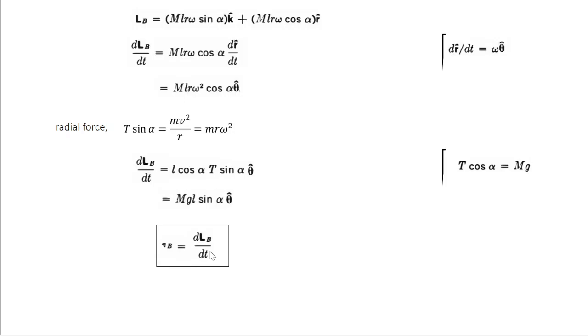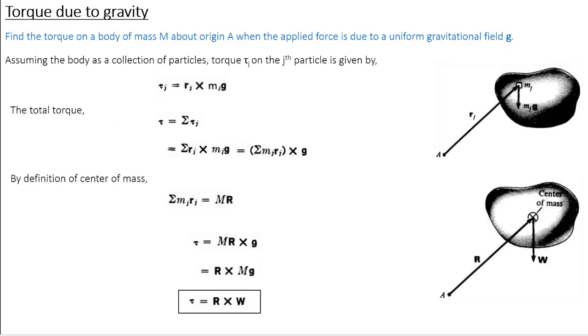So with these two examples, we have established that this is a general result. In the case of any physical system, the rate of change of angular momentum is going to be the torque. In some systems, the torque is generated due to gravity.